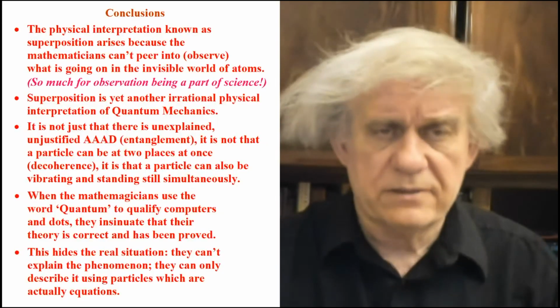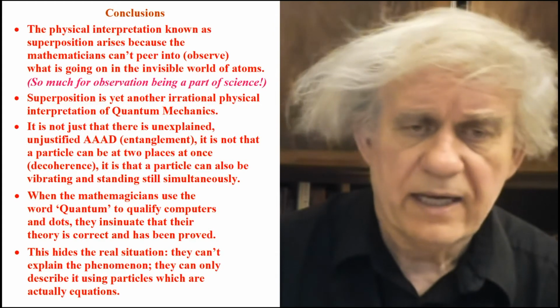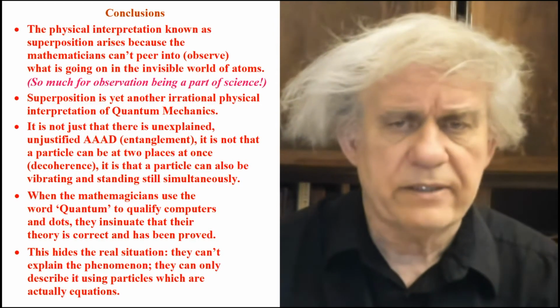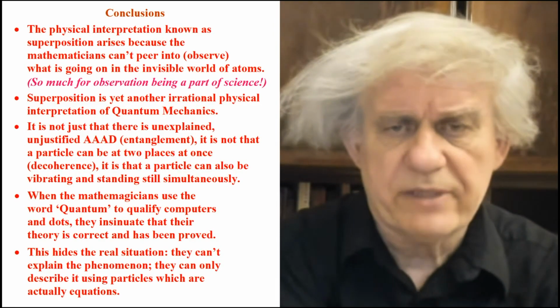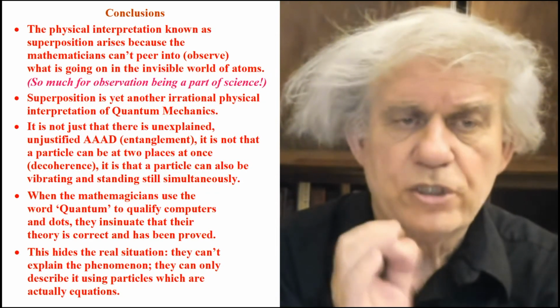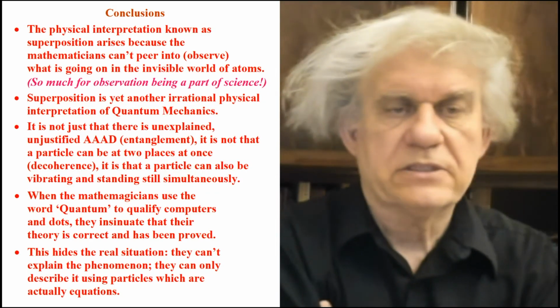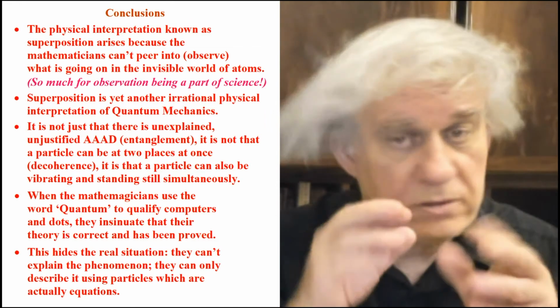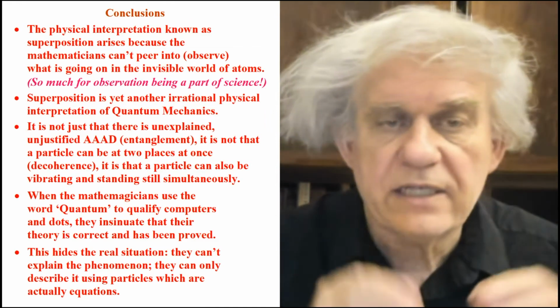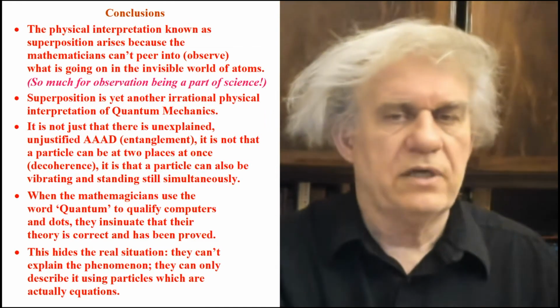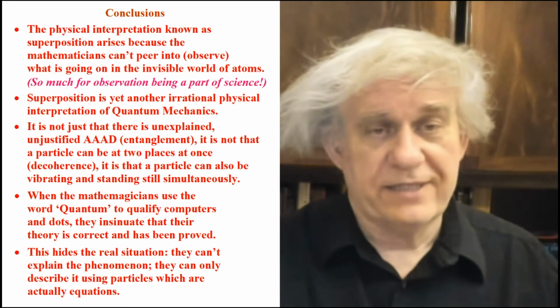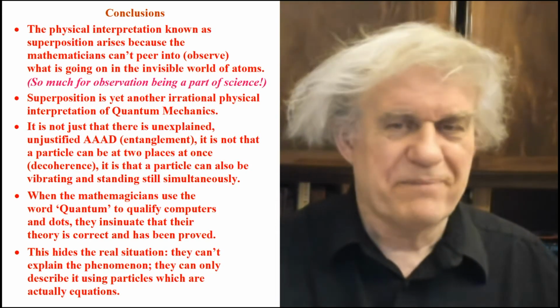Okay, so this is how superposition came to be. What are my conclusions on superposition? Well, together with entanglement and decoherence, here's a summary of all those really. The physical interpretation known as superposition arises because the mathematicians can't peer into, observe what is going on in the invisible world of atoms. Like I say, so much for observation as being part of the scientific method.